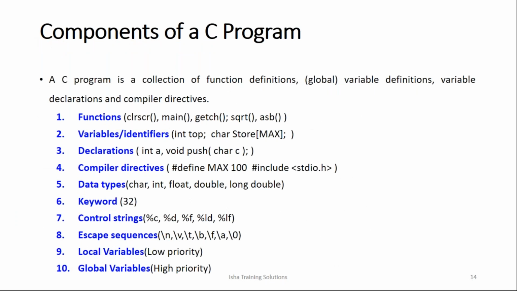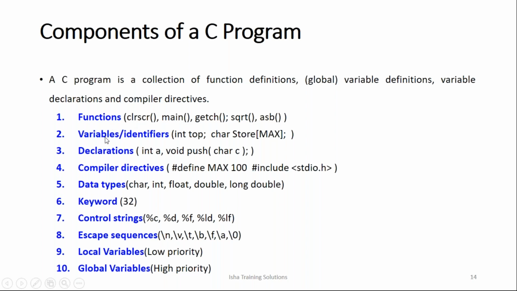These are the main components of a C program. Main components are like functions. The blue words are the components of the C program, and in the brackets beside them we have the examples. Functions are like the main function. We used clrscr yesterday, and we used getch yesterday. We haven't used sqrt or abs and so on. We have used the main function, right? So it is a component of a C program.